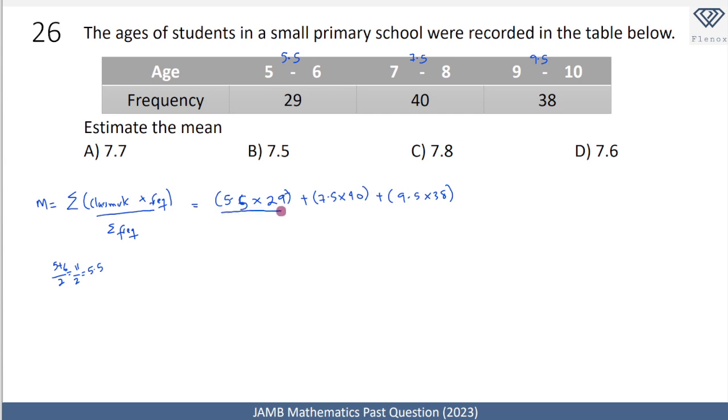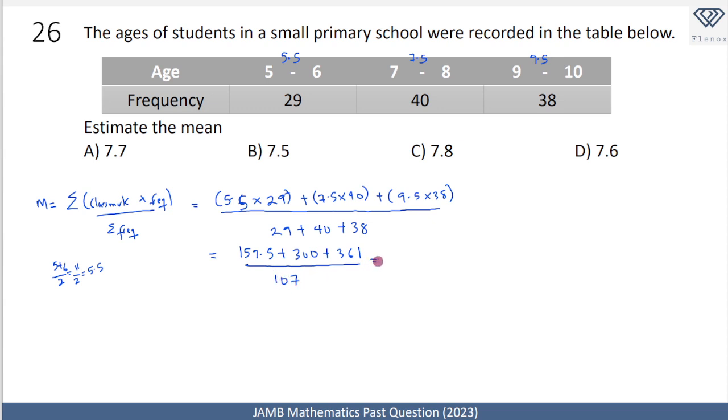Now divided by what? The sum of all my frequencies. The frequencies that I have here are what? The first one is 29, the second one is 40, and the last one is 38. So simplifying this, 5.5 times 29 is what? 159.5. 7.5 times 40 is 300, and 9.5 times 38 is what? 361. So we have to divide that by 29 plus 40 plus 38, that is 107.